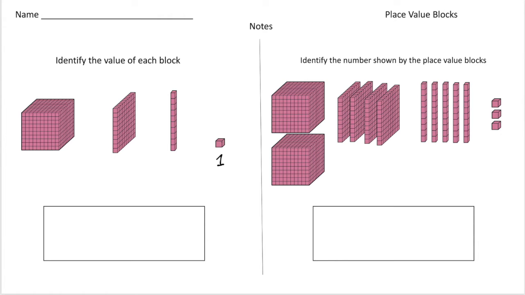Now, if we stacked 10 of these single blocks together, we'd make this stick. So notice we have 1, 2, 3, 4, 5, 6, 7, 8, 9, and 10. So we have 10 of these single blocks here makes a stick. So each stick represents the number 10.